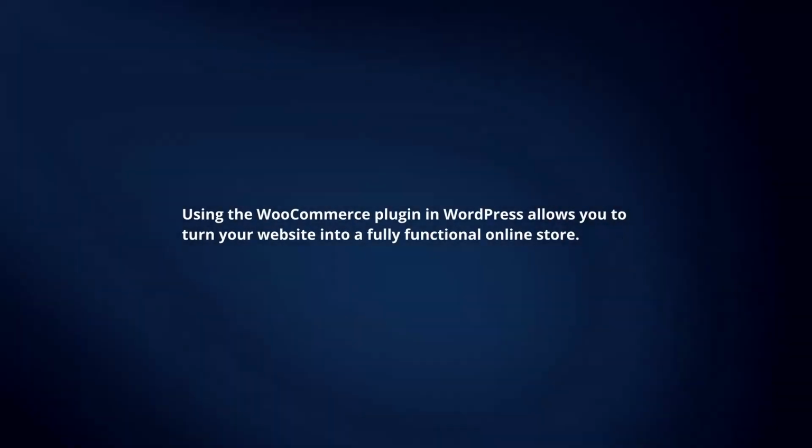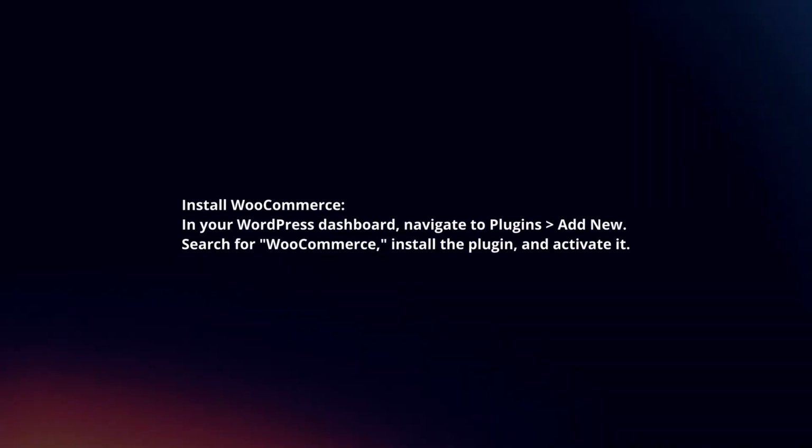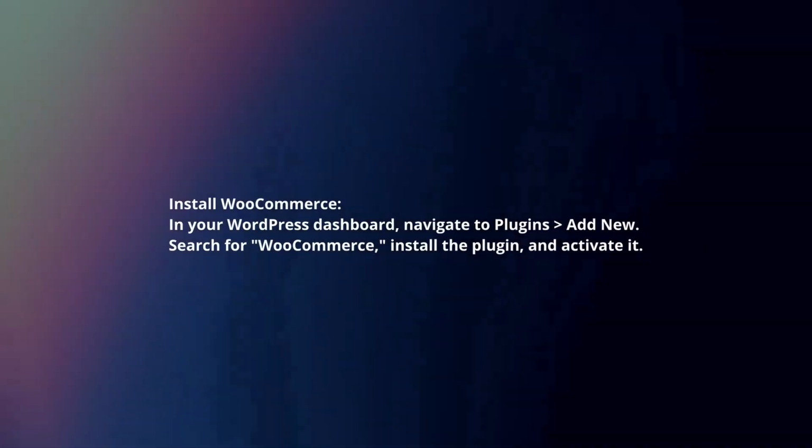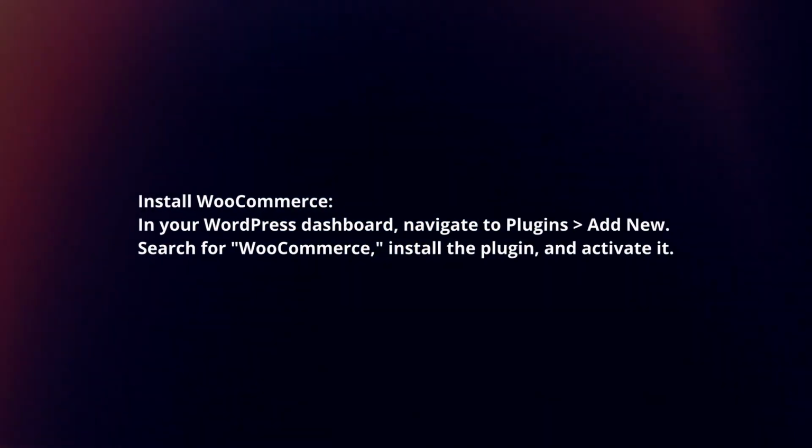Using the WooCommerce plugin in WordPress allows you to turn your website into a fully functional online store. Here's a concise guide. Install WooCommerce. In your WordPress dashboard, navigate to Plugins, Add New. Search for WooCommerce, install the plugin and activate it.